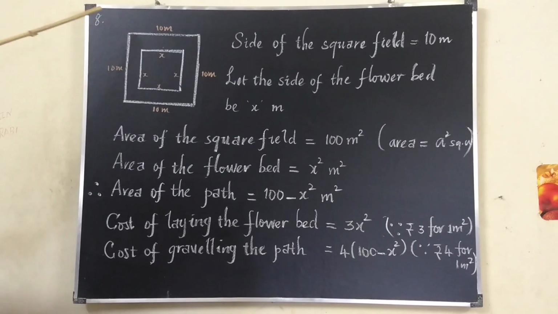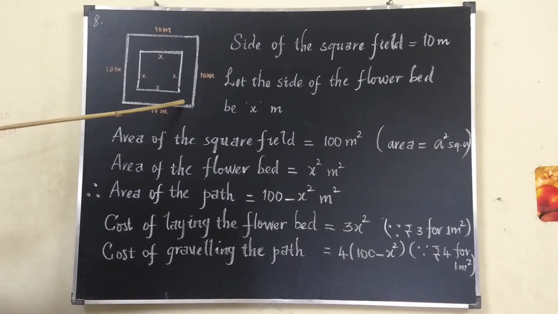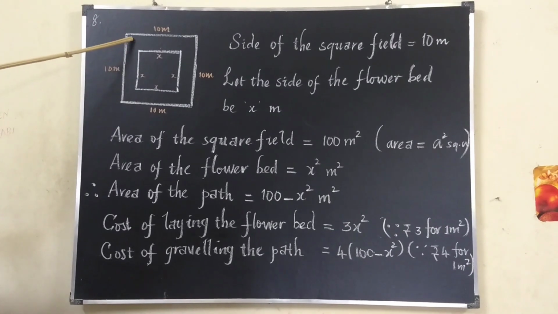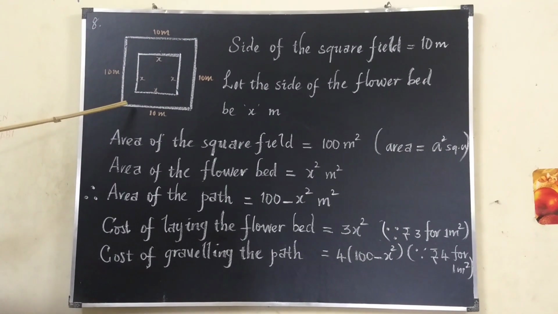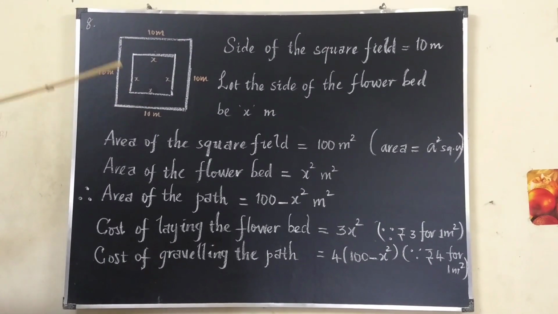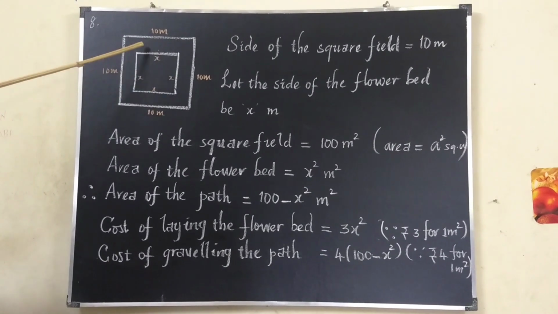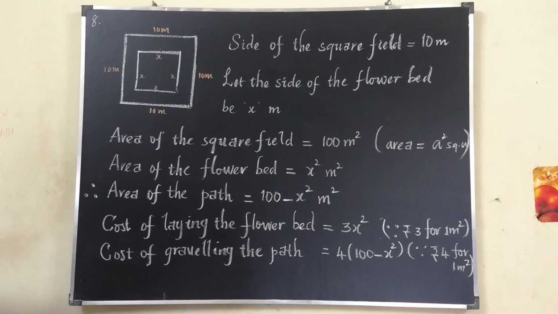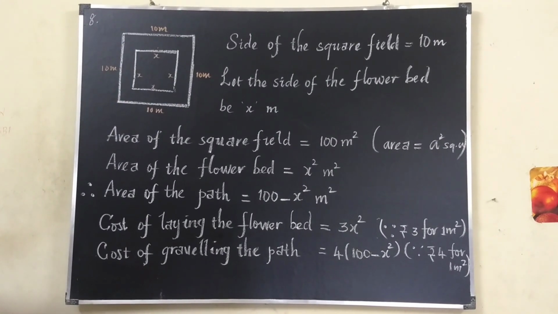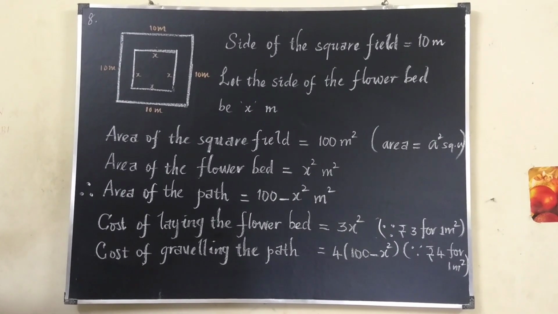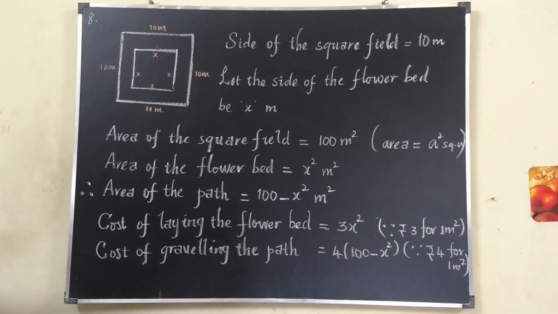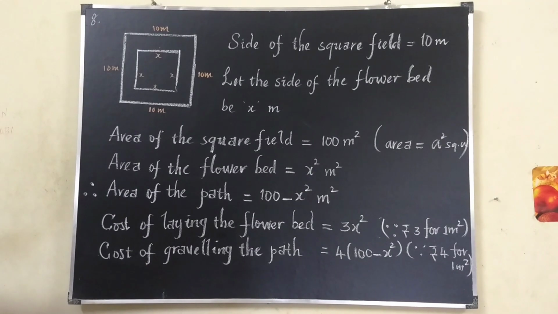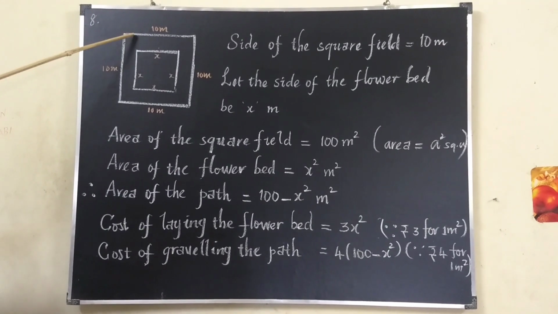Next, we come to the area of the path, because you are asked to find the width of the path. So we have to take into consideration the area of the path. Area of the square field minus area of the flower bed will give you the area of the remaining place. You understand that? In lower classes, in 6th or 7th, you may have learned how to calculate the area of a pathway: outer rectangle minus inner rectangle, or outer square minus inner square, will give you the area of the pathway.